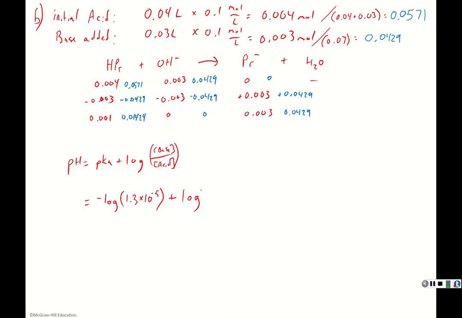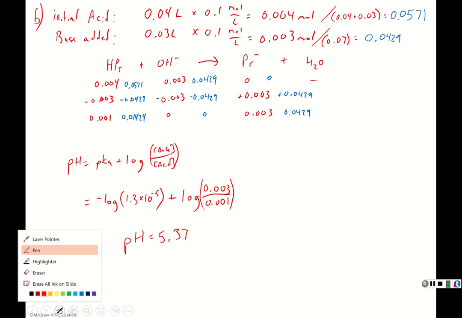So if we wanted to do number of moles, that would be base would be 0.003, and acid would be at the end 0.001 after we've added that strong base. And when you do that, you should get a pH value of 5.37.